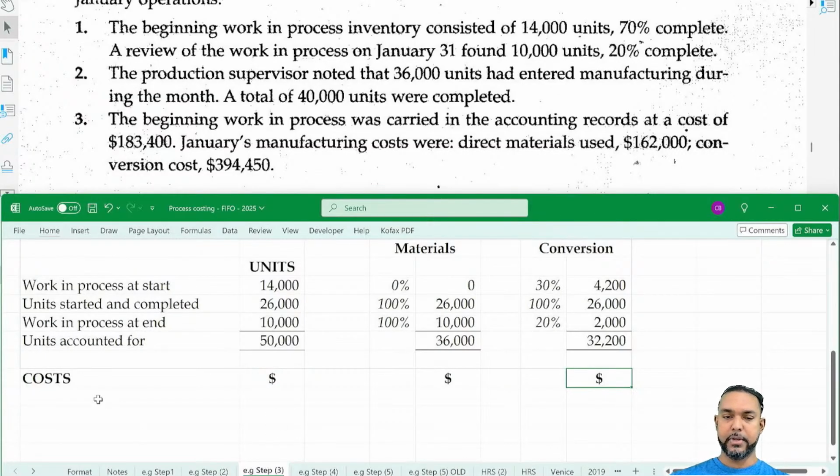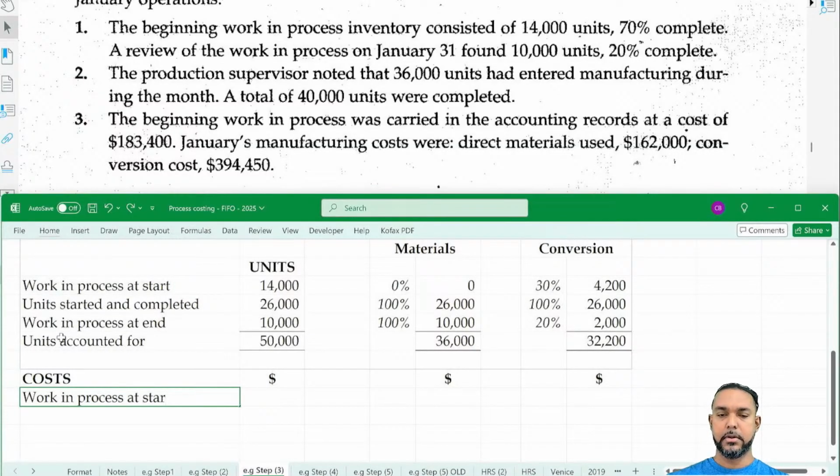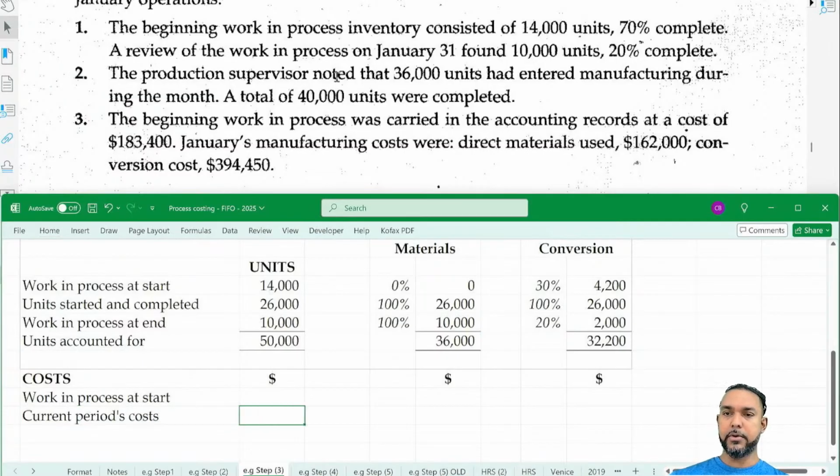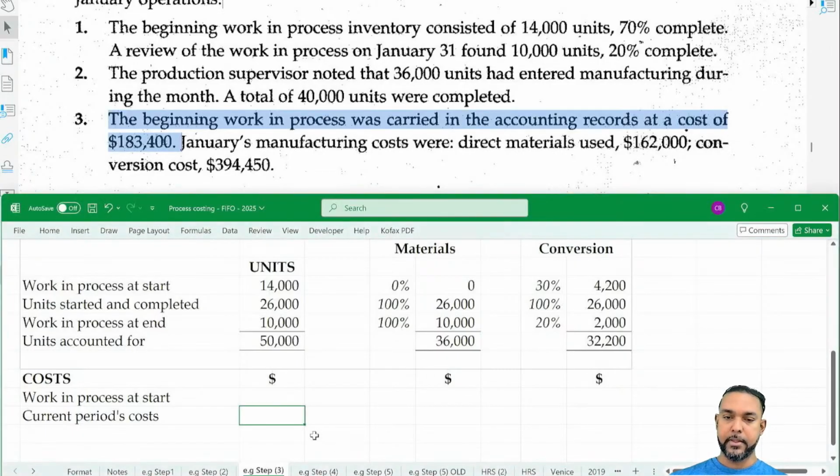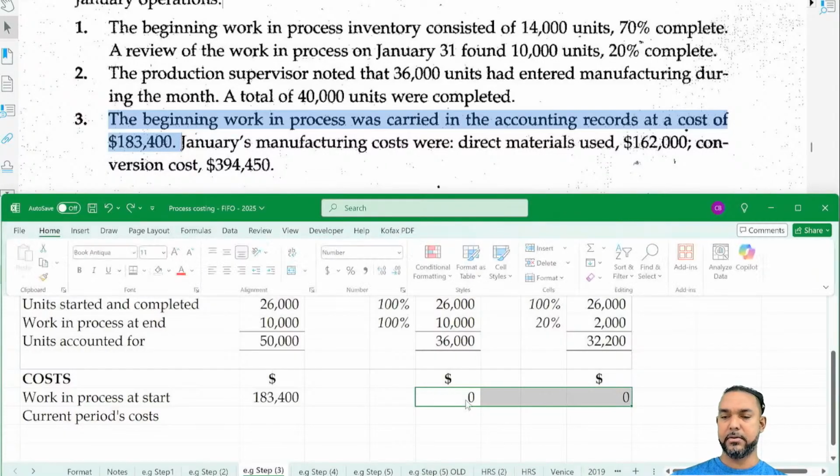Lovely. Okay, so we have the work in process at start, and then the current period's cost. Right. Okay, now the beginning work in process was carried in the accounting records at a cost of 183.4. So we have 183,400 here. Again, there's no breakdown that they gave us here, so we have no clue about that. You shouldn't only put 0. You should actually just put a dash, I guess, or just leave it blank. But for now, I'll just put 0 for now.